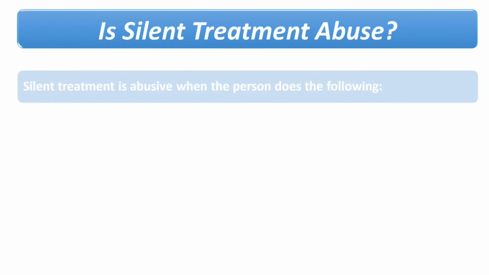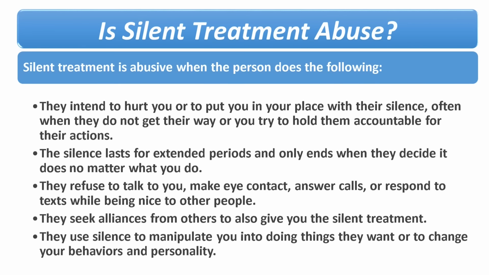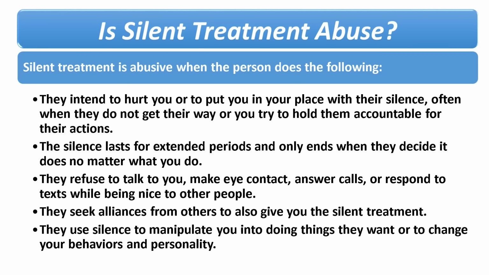Is silent treatment abuse? Silent treatment is abusive when the person does the following. They intend to hurt you or to put you in your place with their silence, often when they do not get their way or you try to hold them accountable for their actions. The silence lasts for extended periods and only ends when they decide it does, no matter what you do.